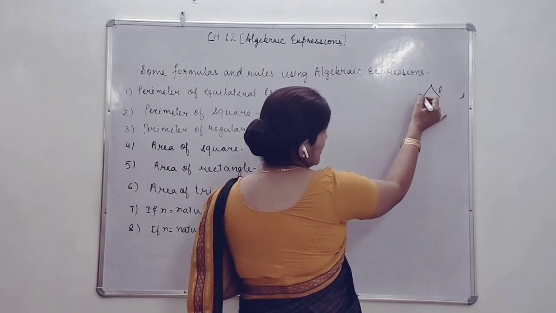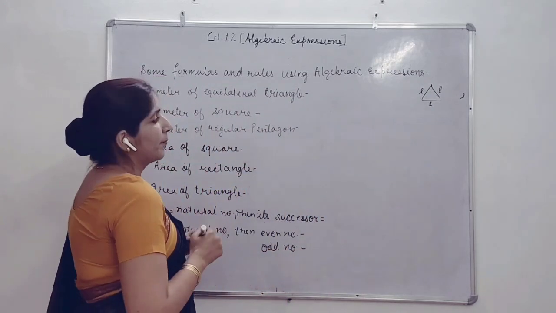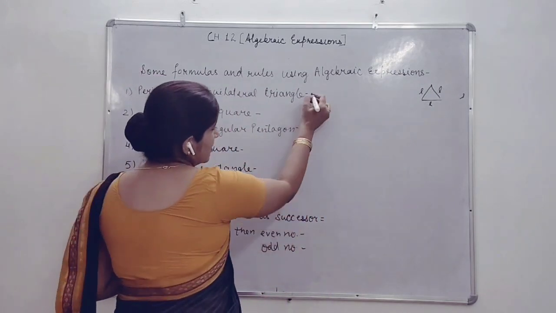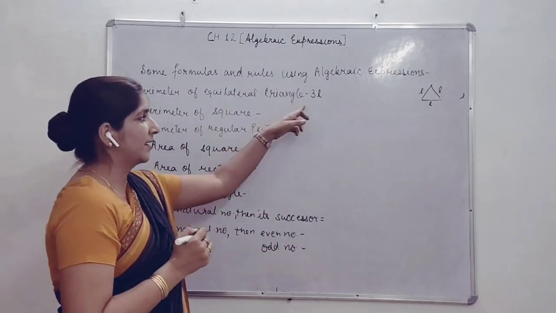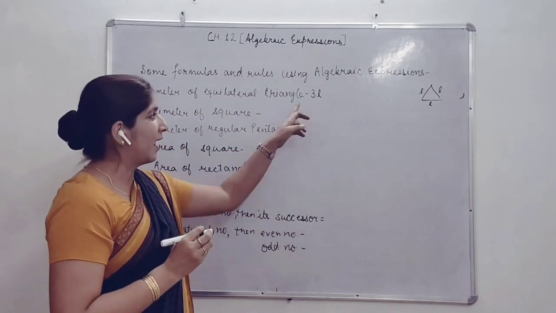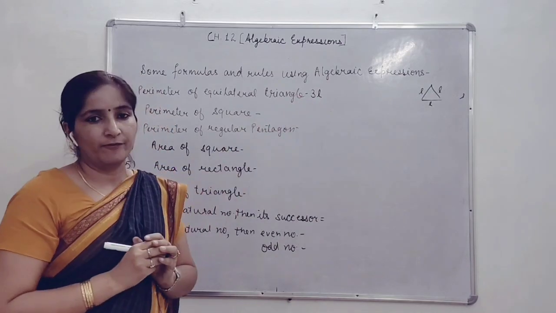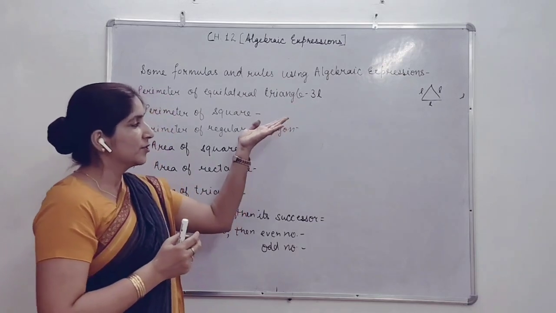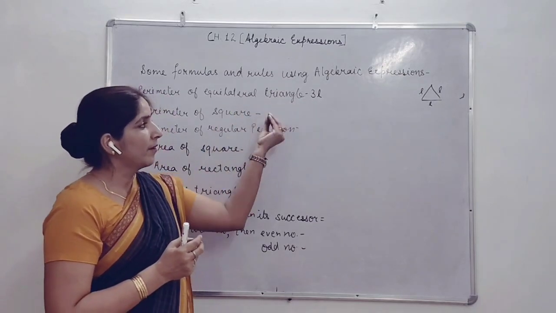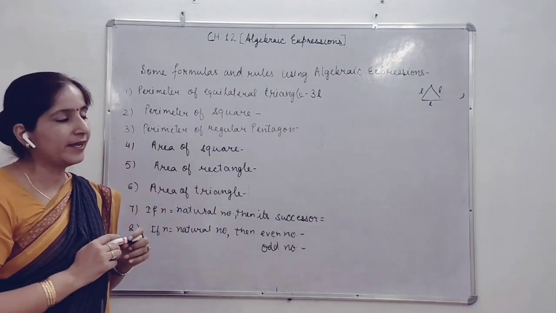Suppose one side is L, so all three are L. So what can be the perimeter? After adding, the answer is 3L. You can see here 3 is the constant, L is the variable. If somebody gives us the variable value, then we can solve, meaning we can find the perimeter of the equilateral triangle. So in this also we have used variables and constants, and we are using an algebraic expression.